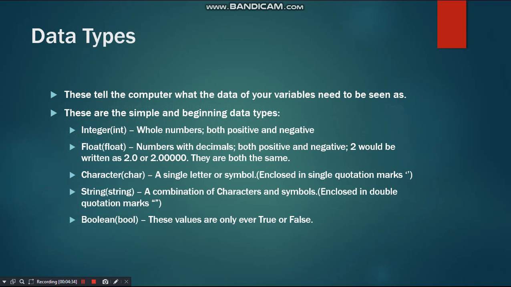So with data types, the computer needs data types to know what the variable will be. These are simple, and the basic data types that you'll see pretty much anywhere are as follows. Integer: whole numbers, positive, negative. Float: numbers with decimals, mainly, positive, negative as well. The integer 2 in a float will be written as 2.0 or 2.00, however many zeros, but it would have a decimal regardless. That's how the computer would look at it.